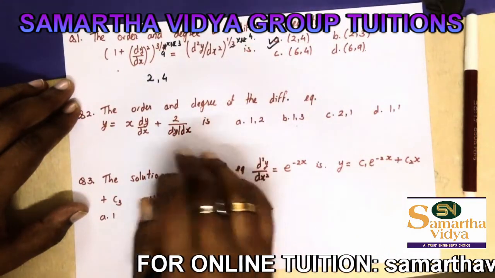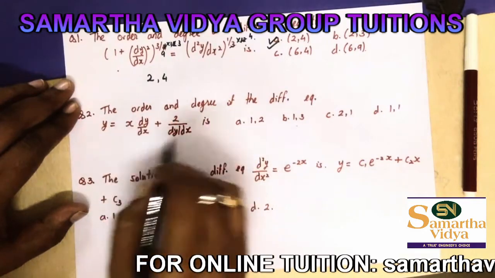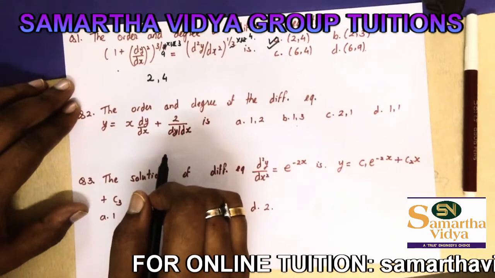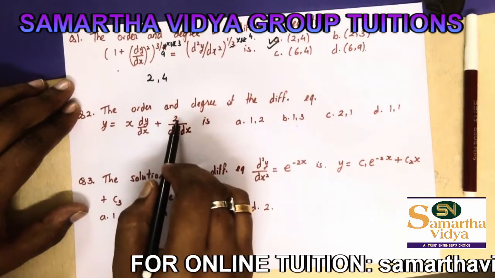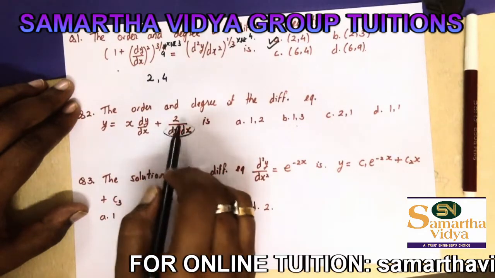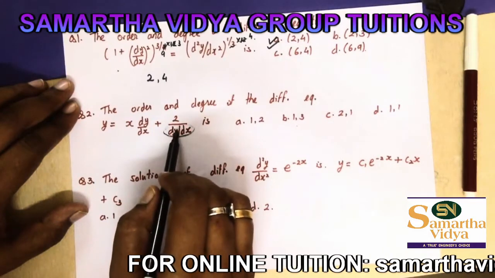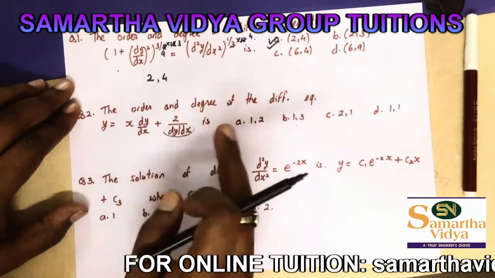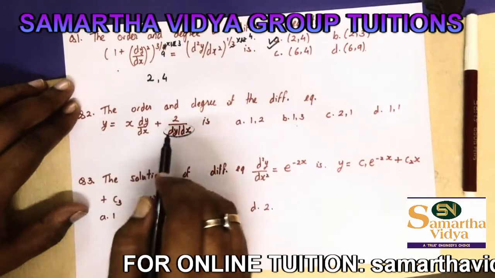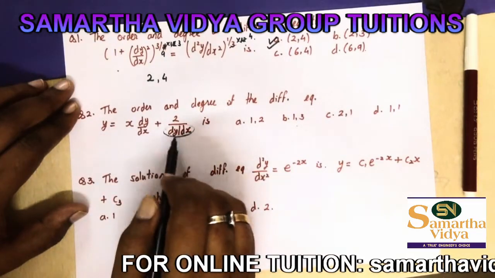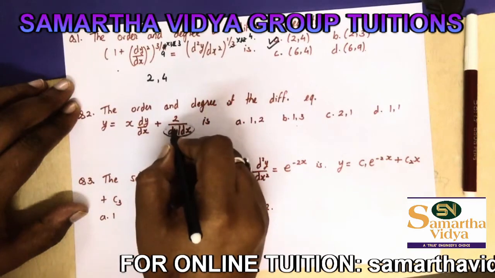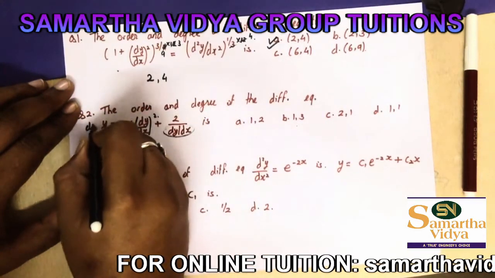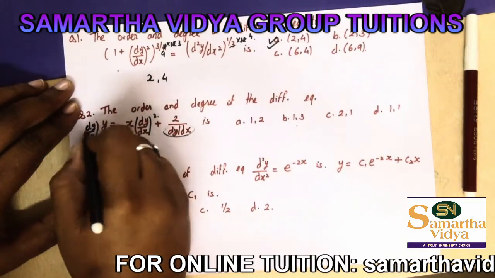Moving on to the next one, we have the same question. The differential equation is given to us and we need to find the order and the degree. Since this term is in the denominator, it has a negative degree. To remove the negative degree, we need to multiply throughout by dy by dx. So if I multiply by dy by dx, this becomes the whole square, and we'll have the dy by dx term on this side also.